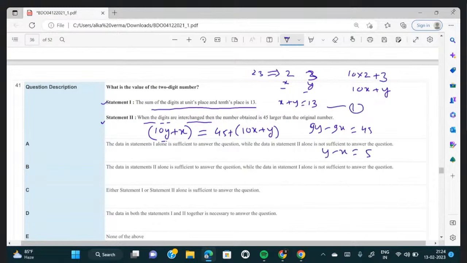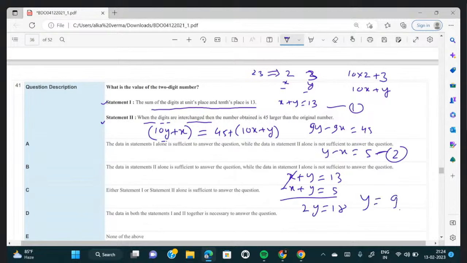This becomes equation 1, this becomes equation 2, and the whole world knows how to solve when two equations are given. So solve it. x plus y is equal to 13. Here I am writing minus x plus y is equal to 5. So this gets cancelled. 2y is equal to 18, y is equal to 9, and x is equal to 4.